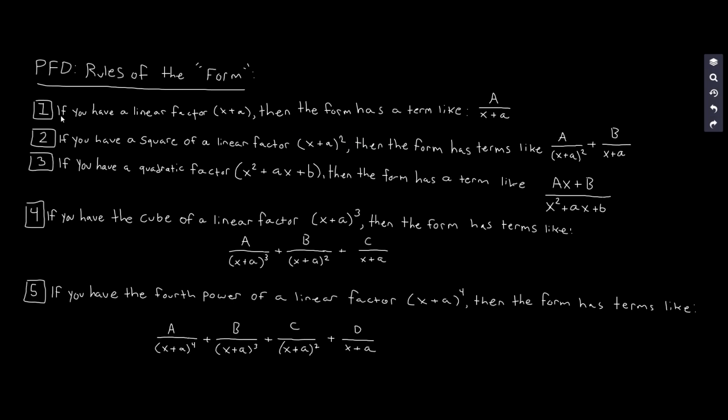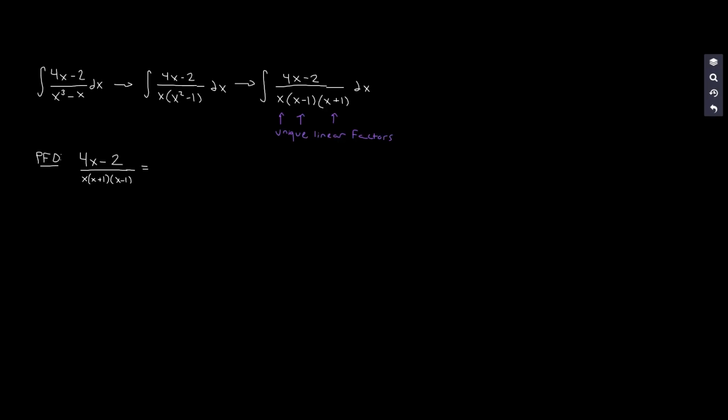Now this is going to be case one. If you have a linear factor like x plus a, then the form has a term like capital A over x plus a. In this case, for x, the 0 is going to serve as the a. So we're going to have A over x, well, x plus 0 is just x, right? Then for B, we got B over x plus 1. And then for C, this is going to be C over x minus 1.